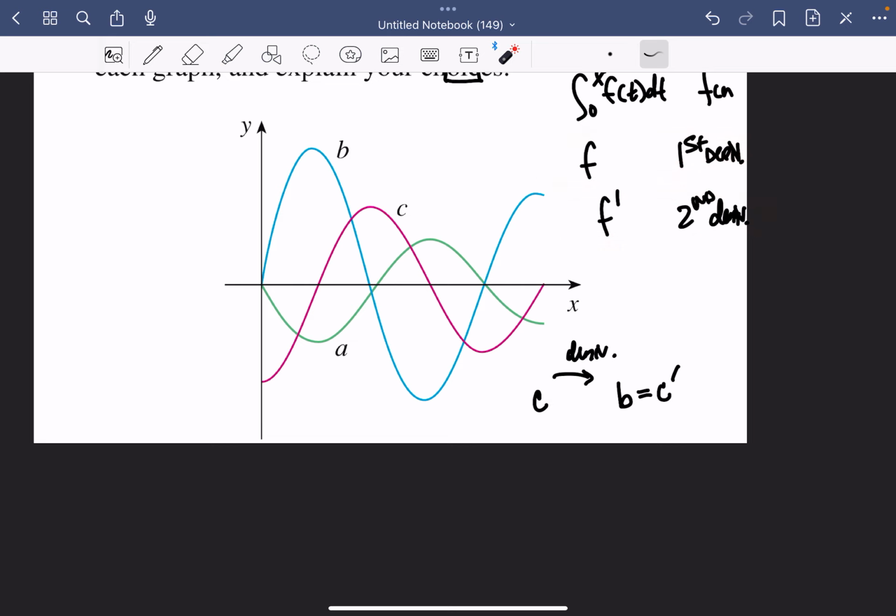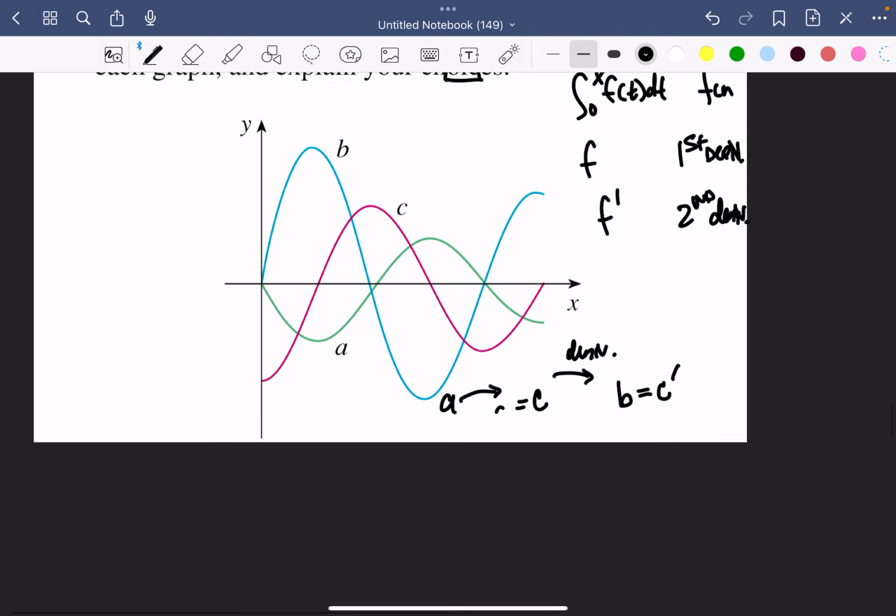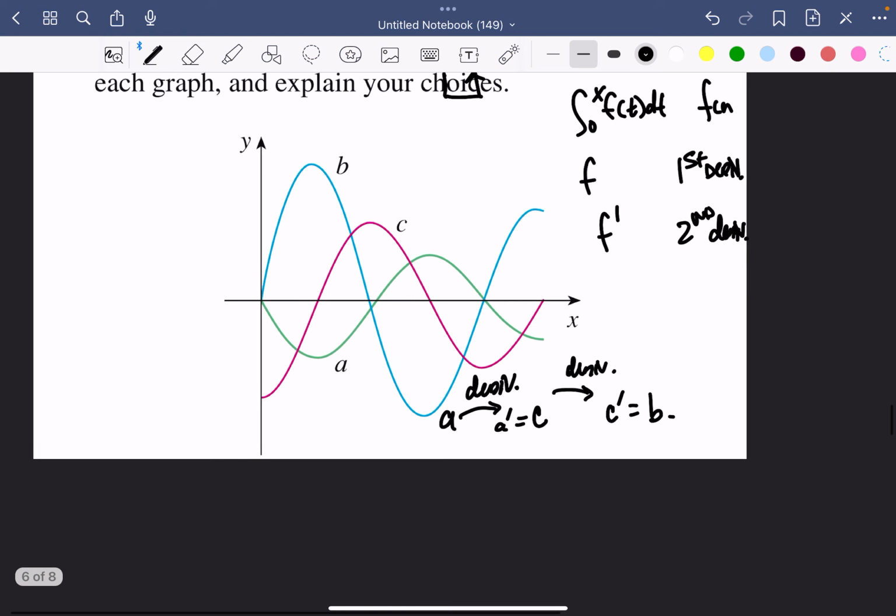Let's see if we see any other relations. Oh, there's the other relation. But look here. If you take the derivative of A, you get a 0. So at this peak it has a 0, and then at this peak it has a 0. So I think that the derivative of A is C. So this is A prime. So if you take a derivative of A, you get C. If you take a derivative of C, you get B. So I think A would be the integral.